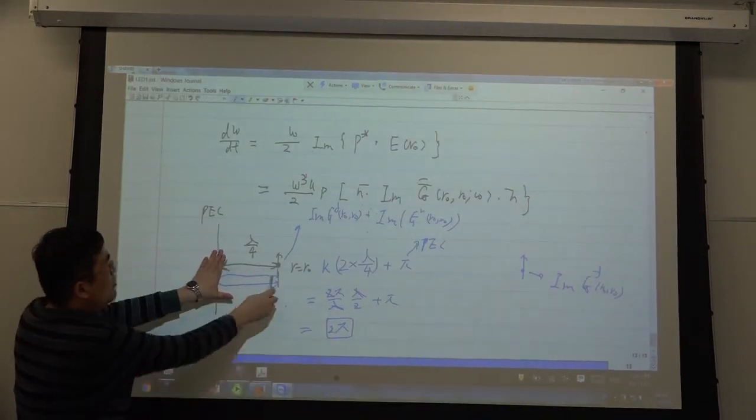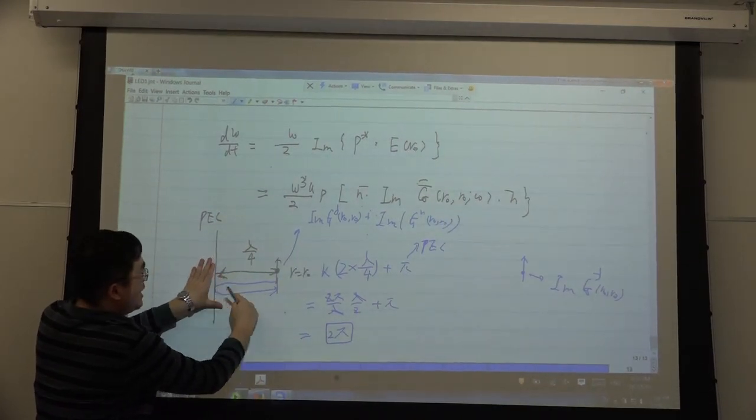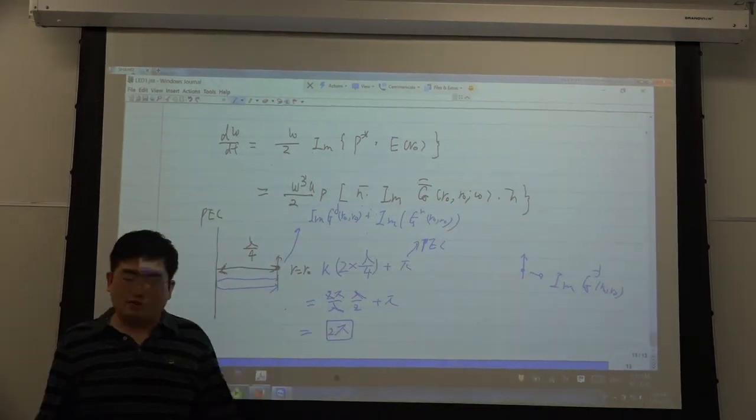Initially it only had the incident field, in free space. And then I go here, and it reflects back in phase, and adding them together can enhance it.